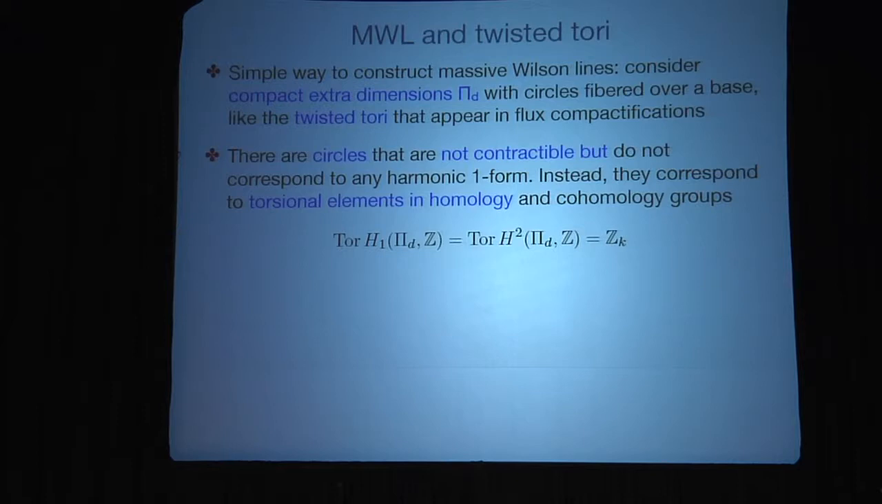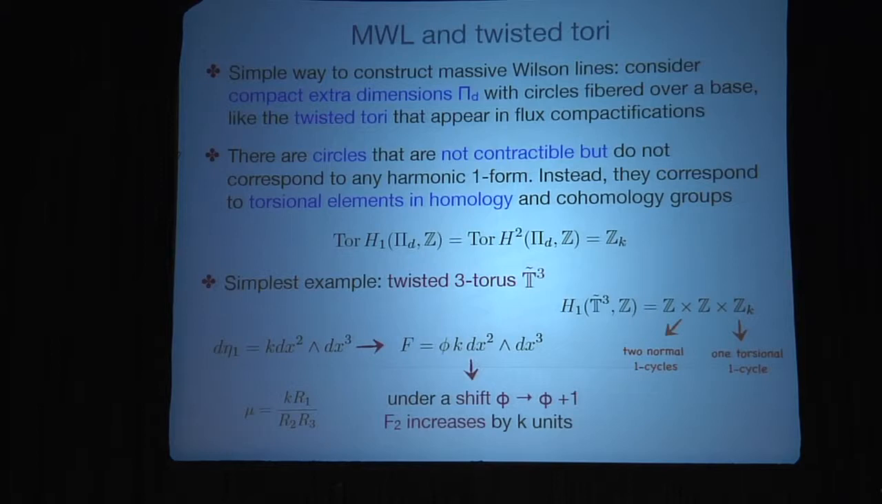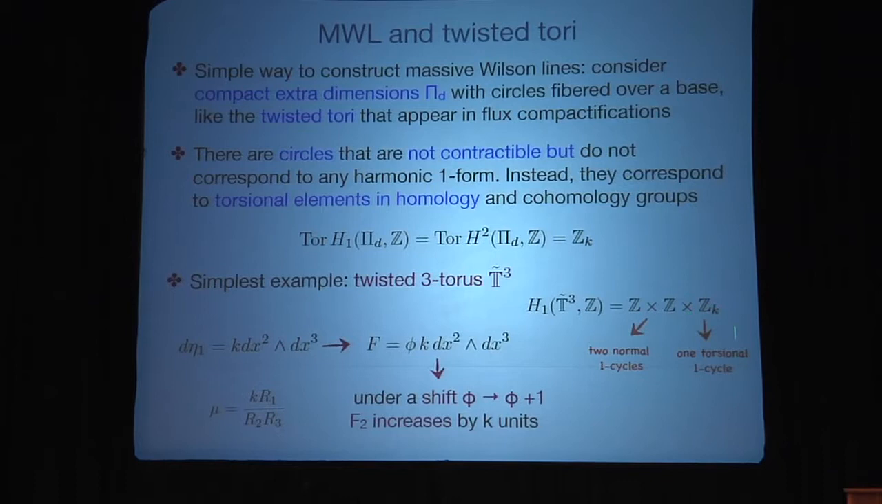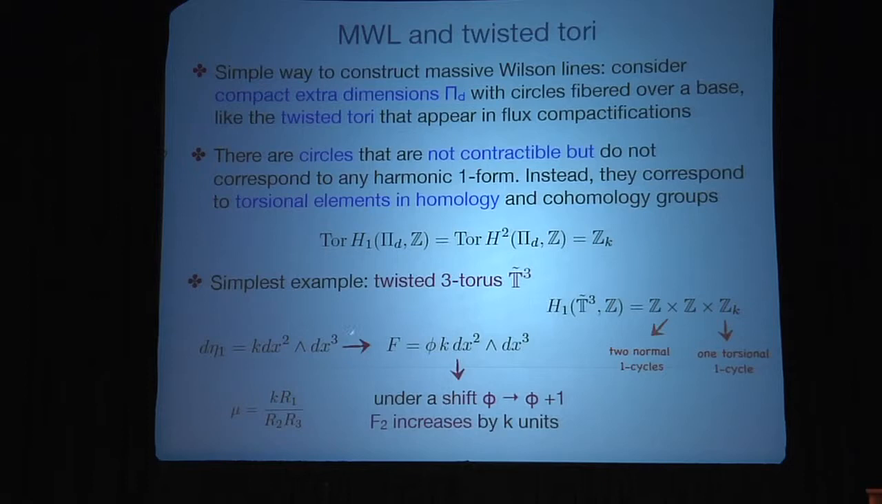So the simplest example that one can think of, again going for a minimalistic approach, will be the twisted three-torus that has two normal one cycles and one torsional one cycle. So K of this guy is trivial in homology. One of them is not. And then basically you can take this one cycle and again take the previous ansatz. And what you will obtain is that the one form in which you dimensionally reduce your gauge boson will be non-closed. And the derivative will be of this form, basically K times a two form, which will be the internal field strength for your gauge boson.